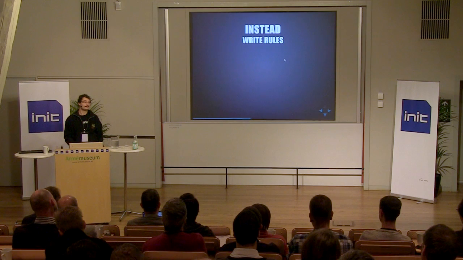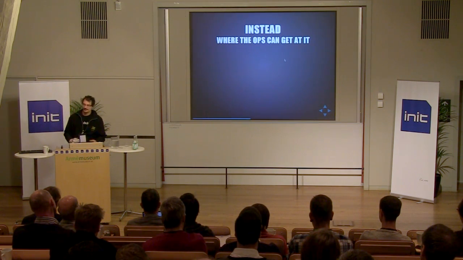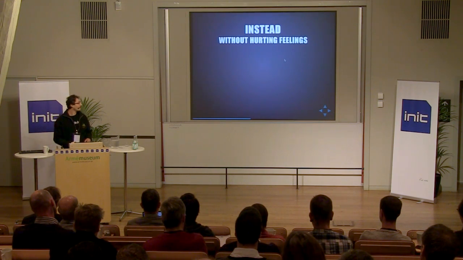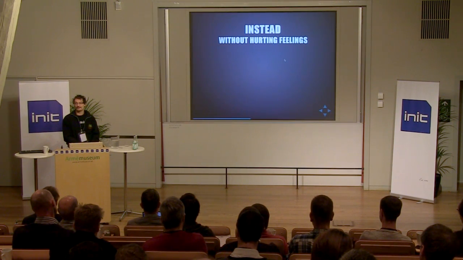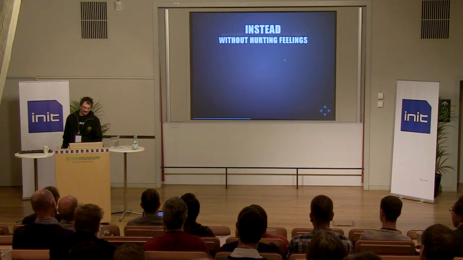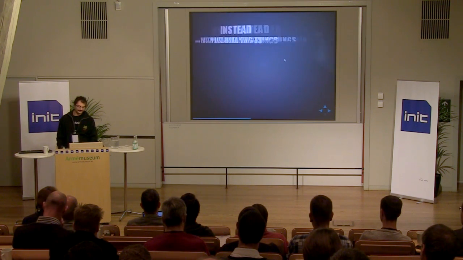Instead of a big custom rule set, you write your own rules in Varnish, where your ops can see those rules, and without hurting feelings. Sometimes you step on toes if you go in and fix an application problem that you don't actually have authority to. And without breaking things, because the stuff is running in production, and you want to be able to roll back really quickly if you're losing requests.